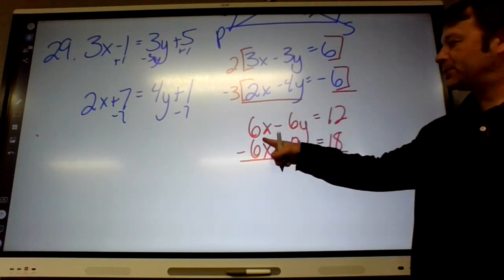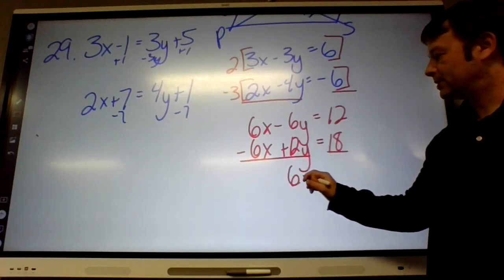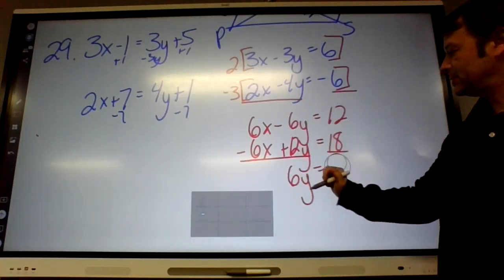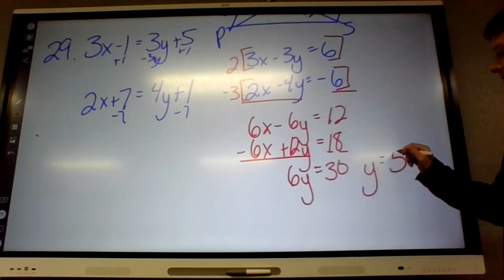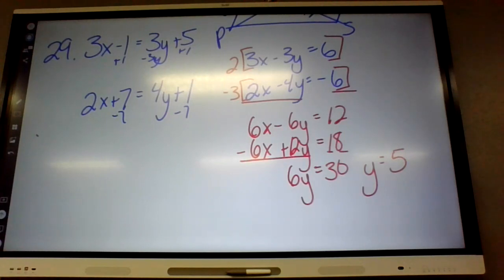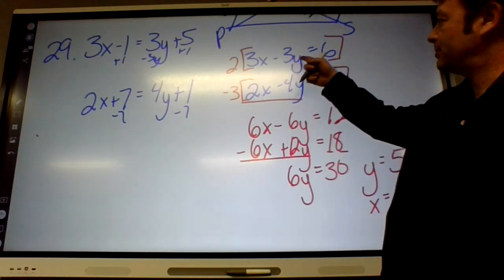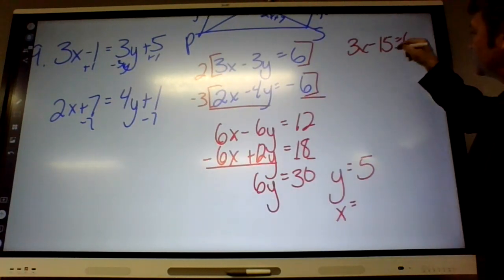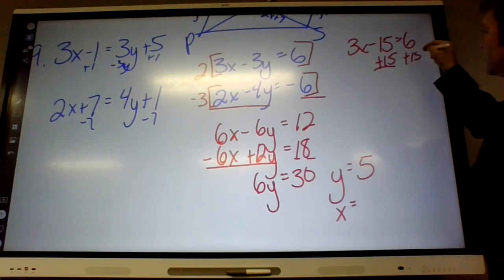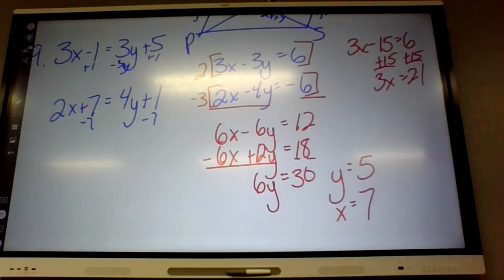When we add the lines together, what's going to happen to the x's? They go away. Negative 6y plus 12y, that's 18. So y is 5. How do I find x? Plug y in. So 3 times 5 is 15, so 3x minus 15 equals 6. So x is 7.